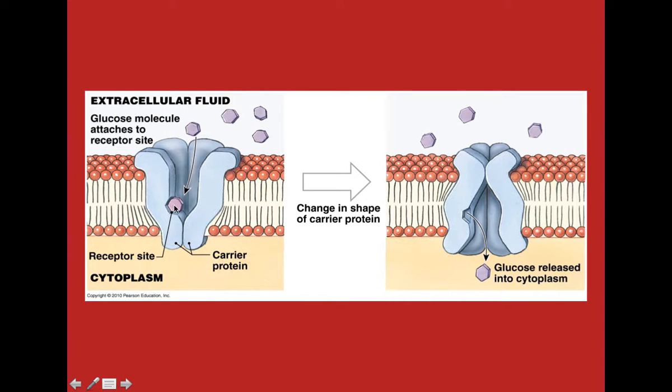So the glucose molecule comes in, attaches to that receptor site. You can see the protein changes shape, so it closes off the other end, opens up the other, and then releases the glucose on the inside.